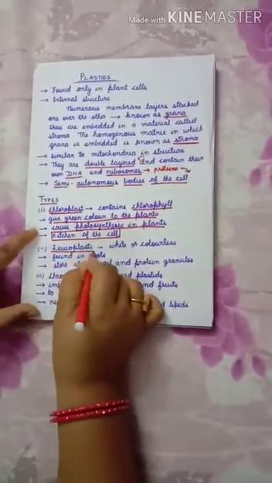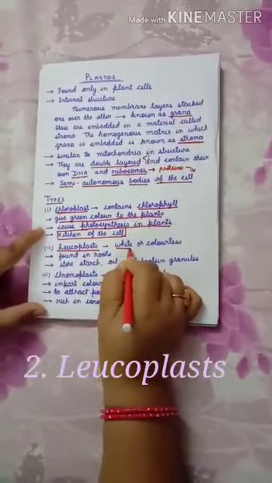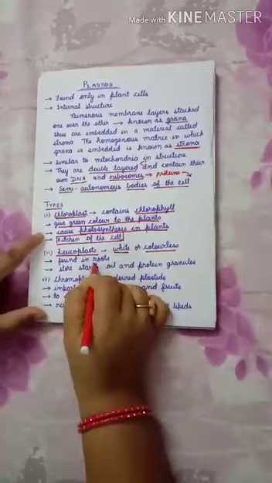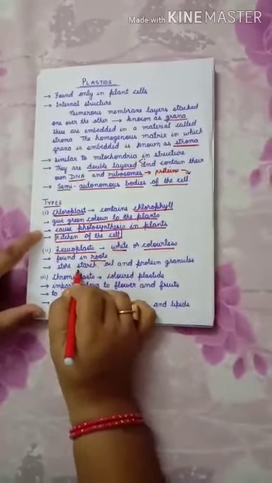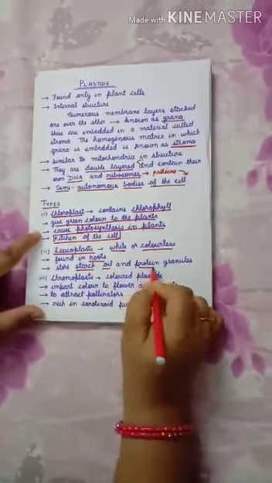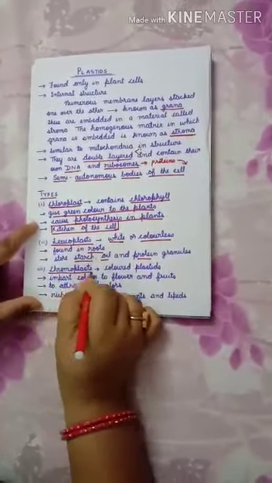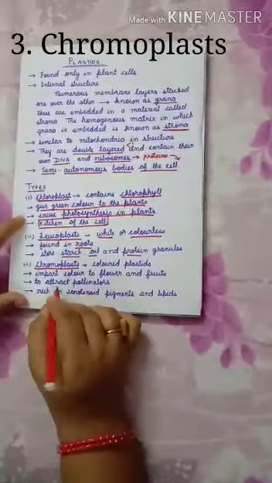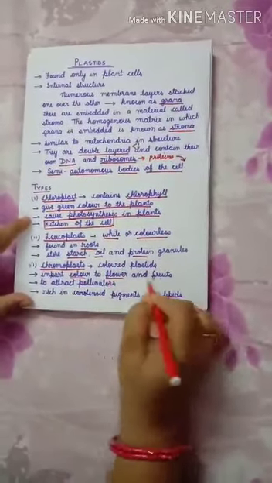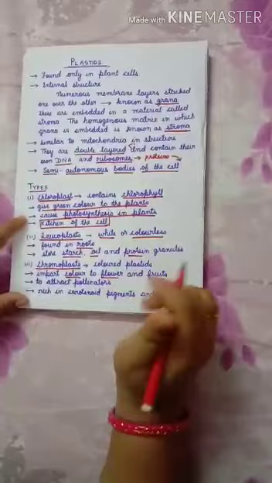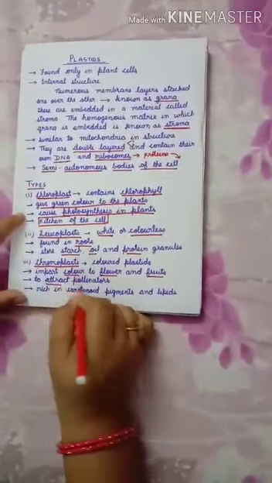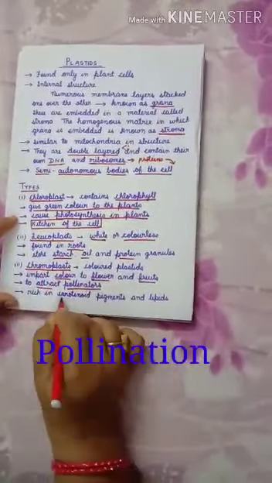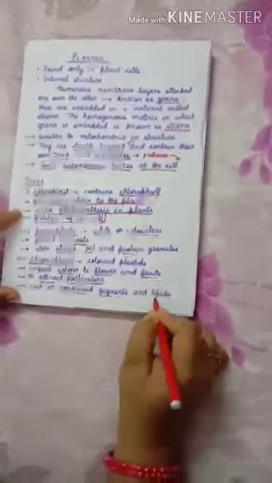Second type is leucoplast. Leucoplasts are white or colorless, and they are found in roots, and their main function is to store starch, oil and protein granules. And the third type is chromoplast. They are colored plastids and they impart color to flowers and fruits and make them very attractive, due to which pollinators are attracted and they help in pollination. And these chromoplasts are very rich in carotenoid pigments and lipids.